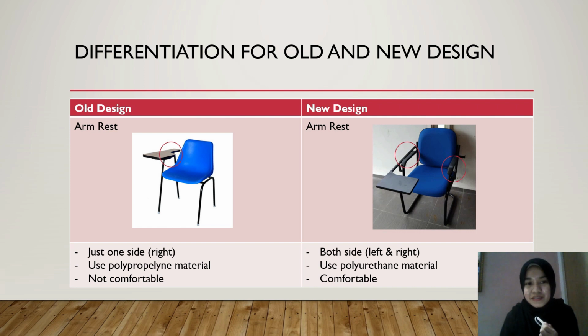Next, comparisons of armrests for the old design and new design. For the old design, the armrest is on one side only, which is the right side, and uses polypropylene material, and is not comfortable. But for the new design, the armrest is on both sides, left and right. The armrest for the new design uses polyurethane material and is comfortable.